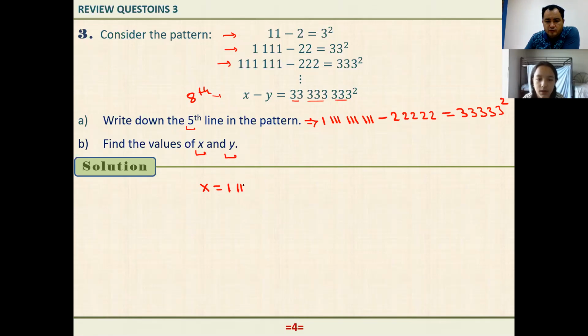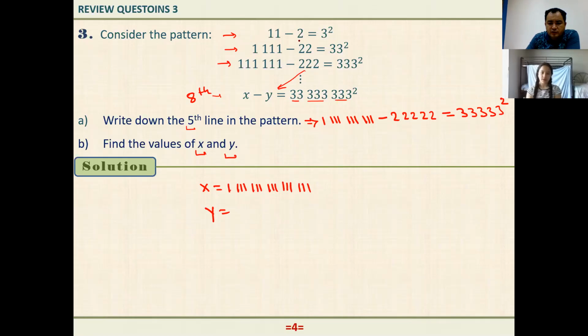1, 1, 2, 3, 1, 2, 3, 1, 2, 3, 1, 2, 3, 1, 2, 3, 4, one more, 1, 2, 3. So that is the value of x. And what is the value of y? Hold on. Look at this. Y is this thing, right? Yeah.